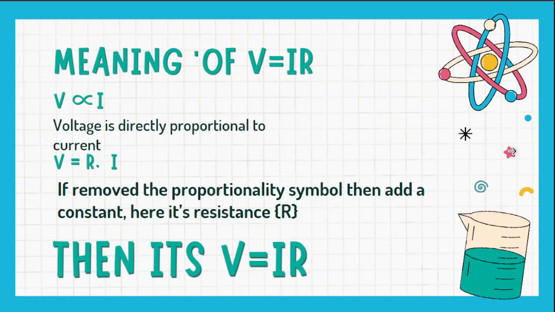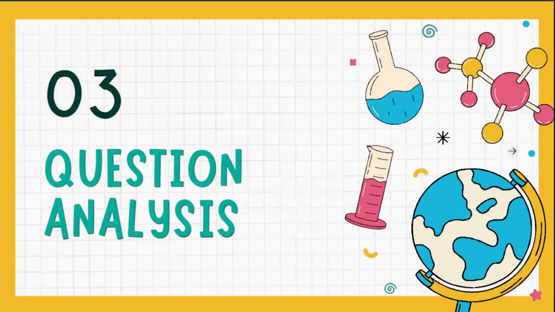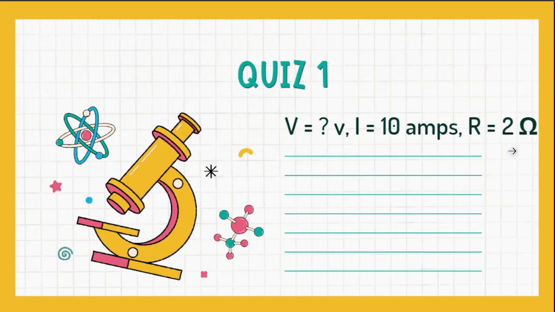Okay, now let's move to a question analysis. I will be giving you two questions to analyze. The first question is: find V. V means voltage. Current is equal to 10 amperes and resistance is equal to 2 ohms. Now find it. I will give you time. You can pause the video and write the answer in the comment box. Meanwhile, I will be showing you the answer.